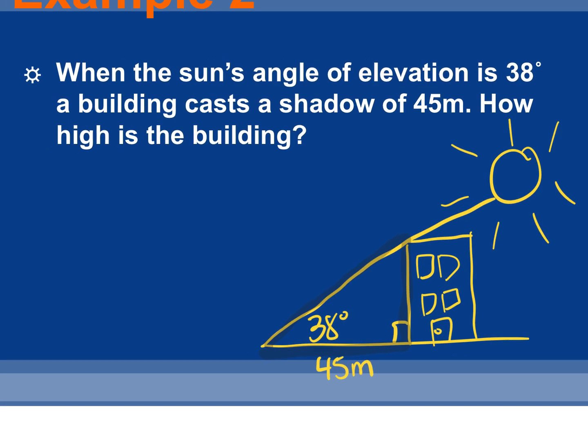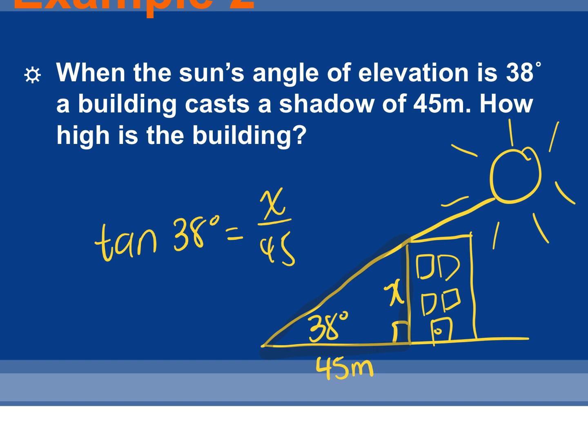And it wants to know how high the building is, okay? So let's put an X over here. What trig ratio could we use to solve for X? Yep, we can use tangent again. Why can we use tangent? Someone else tell me why we can use tangent. Nick? We have the opposite and the adjacent. Very good. So the tangent of 38 degrees is going to be what ratio? X over 45. Very good.